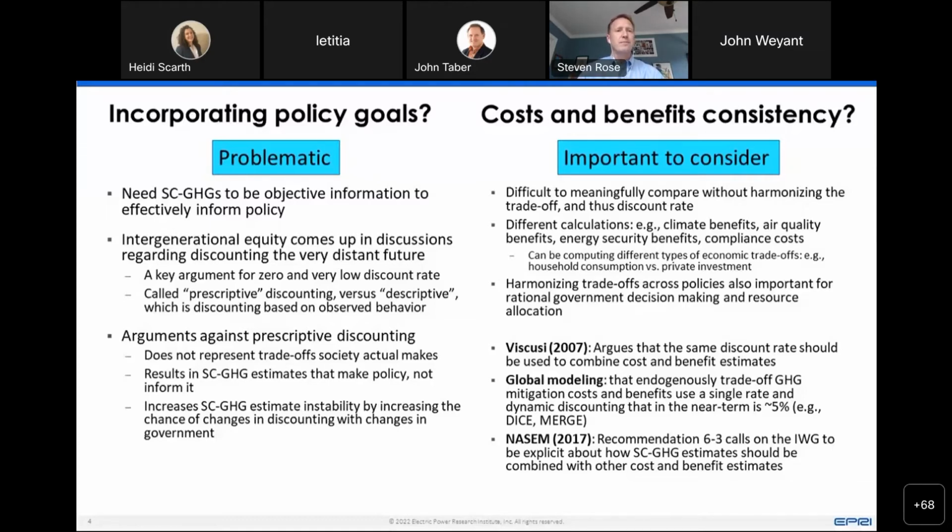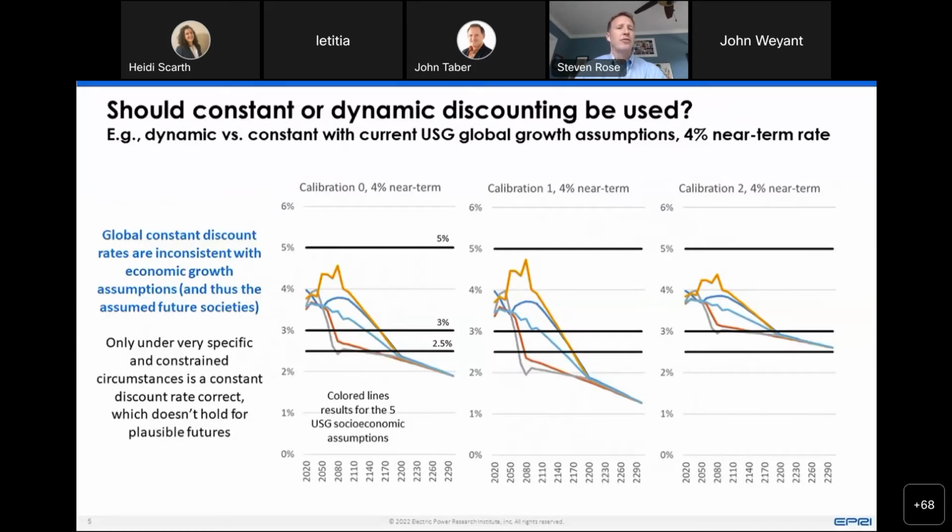To say a little bit about constant versus dynamic discounting, we've been doing some analysis evaluating the consistency of constant discount rates with future potential growth assumptions. And the bottom line here is they're not consistent. When we look at plausible alternative economic growth assumptions on a global basis or a regional basis, and we see what that implies in terms of identifying discounting that's consistent with it, we end up with something very different. What's shown here are just some examples where we're comparing constant discount rates.